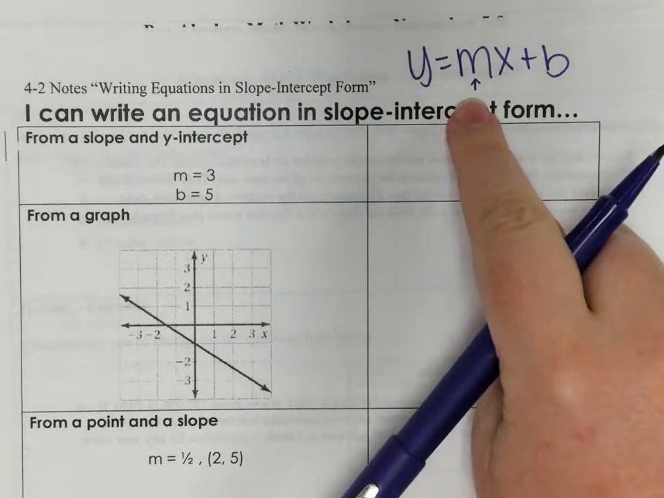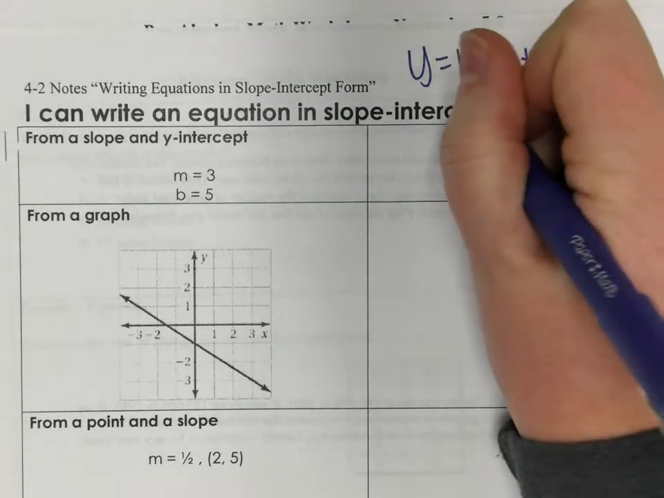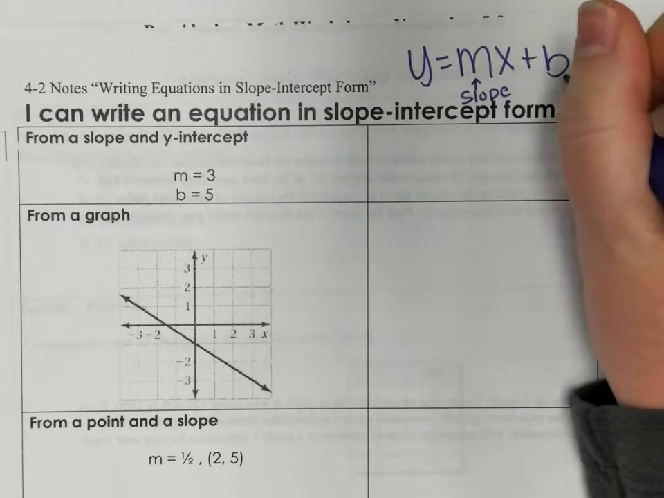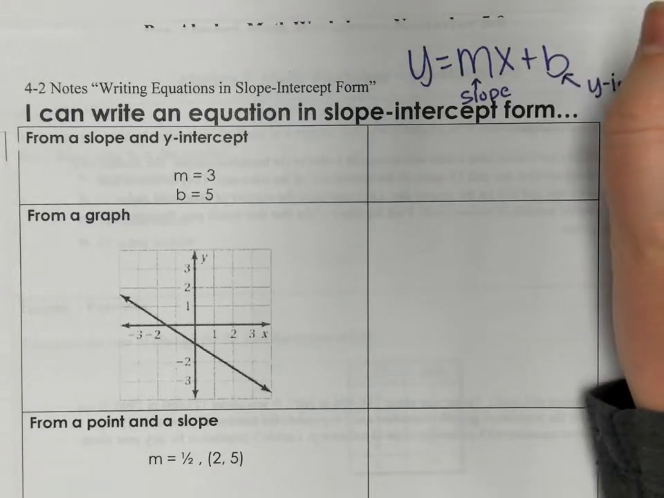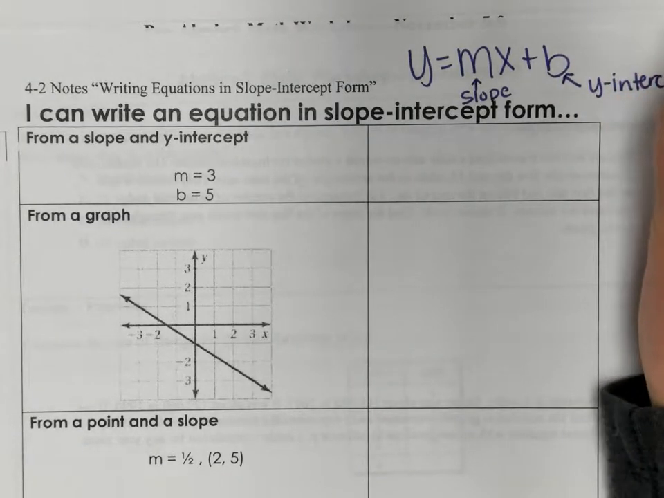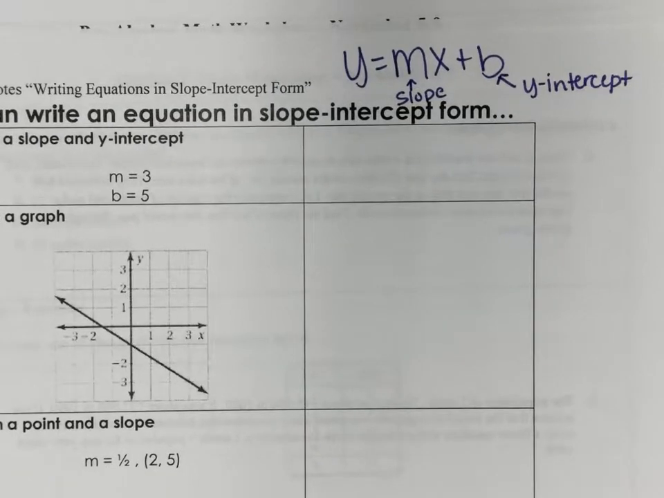All right, m stands for the what? Slope. And b again is the y-intercept. There we go. Okay. So first of all, to be able to write things in slope-intercept form, we must know what slope-intercept form is.